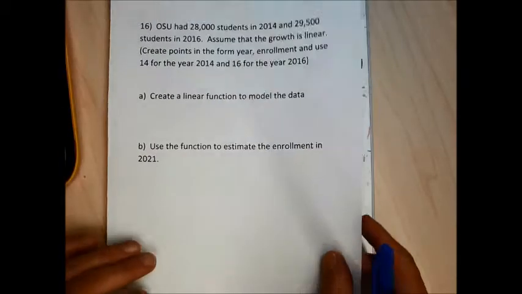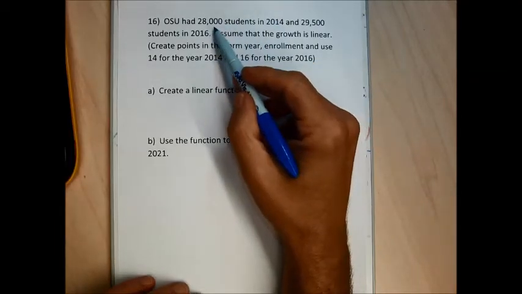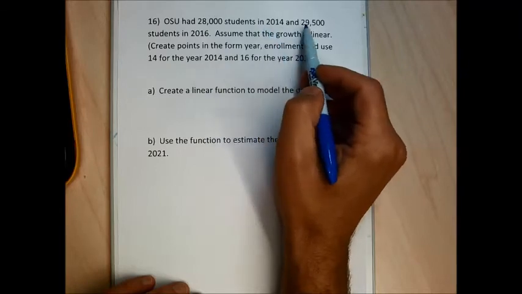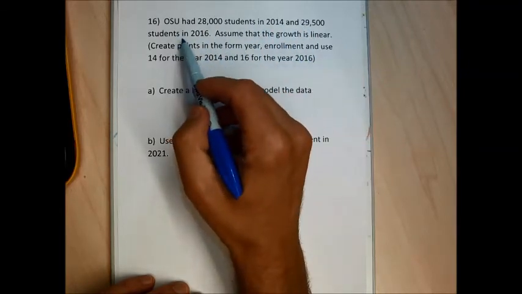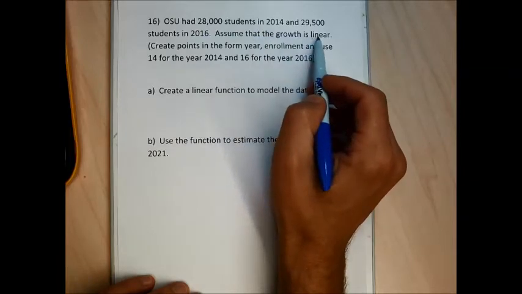My problem 16 is supposed to motivate you to be able to do 15. And it says OSU. I probably intended that to be Ohio State because I was born in Cleveland. Ohio State University had 28,000 students in 2014 and 29,500 students in 2016. Assume that the growth is linear.